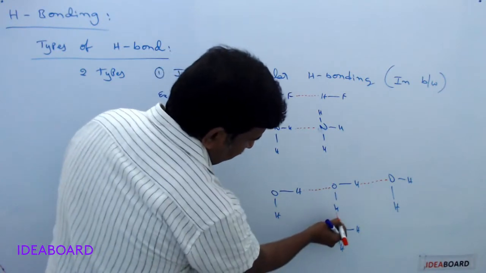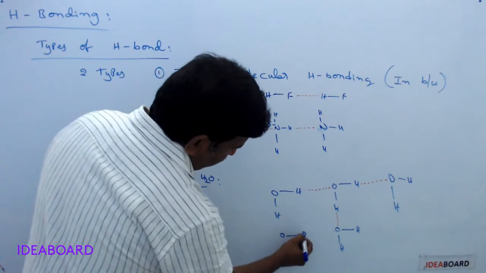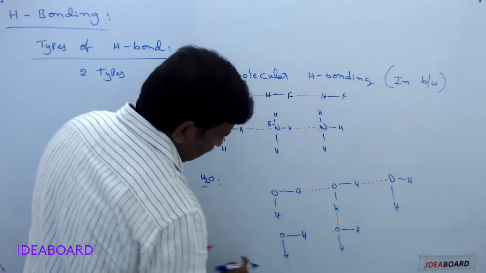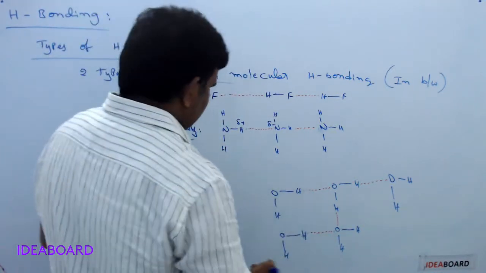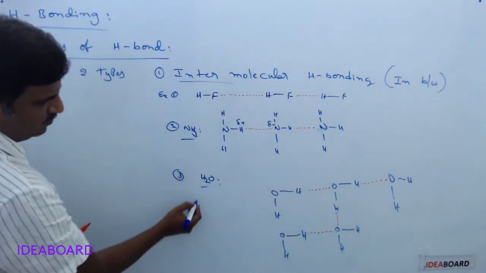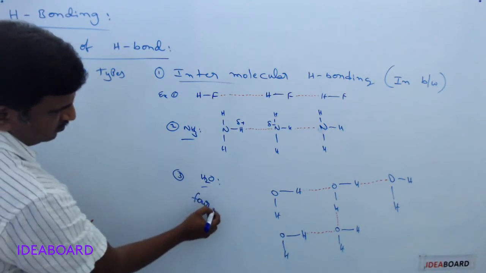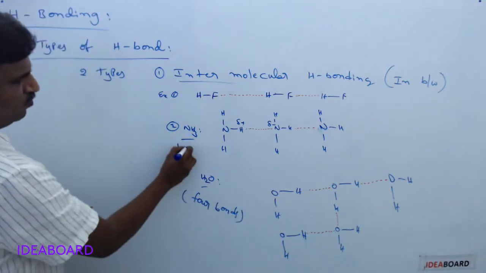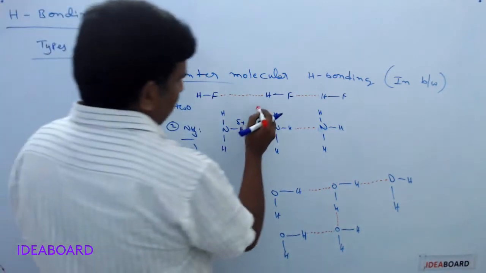Then we can write another bonding here, and if you are having another OH group, H group, and here hydrogen, and then here also we can write a bond. So each water molecule can form 4 hydrogen bonds. 4 bonds. Here it is forming 2 bonds. Here it is forming 2 bonds. You can check around this.